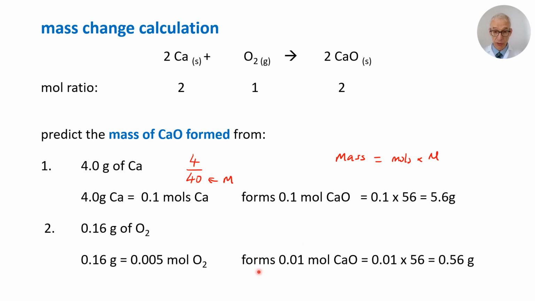Now we use the reacting mole ratio to predict that that would form, on complete reaction, 0.01 moles of calcium oxide. 1 mole of oxygen makes twice the moles of calcium oxide. 0.005 moles of oxygen makes twice that number of moles of calcium oxide. Then we multiply the moles of calcium oxide by the molar mass, the mass of 1 mole of calcium oxide, which we get from 40 and 16, makes 56. So 0.01 times 56, 0.56 grams.